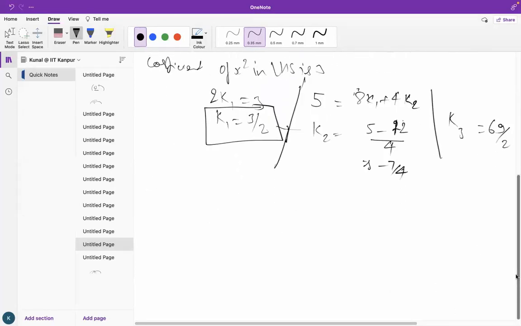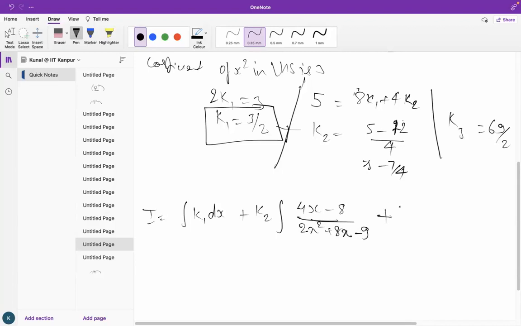Now let's move on to our integrand. So our integrand looks like I1 is equal to the integral of k1 dx plus k2 times the differentiation of the quadratic, 2x square plus 8x minus 9, and plus some constant, dx by 2x square plus 8x minus 9.